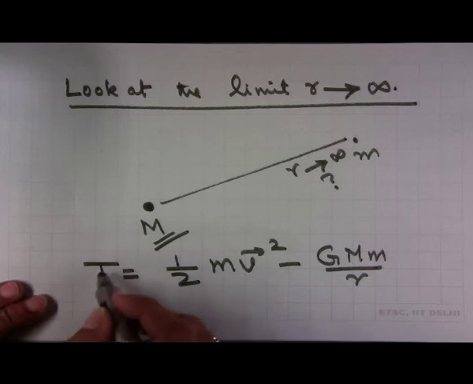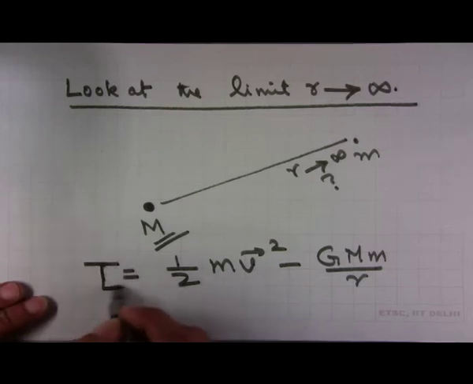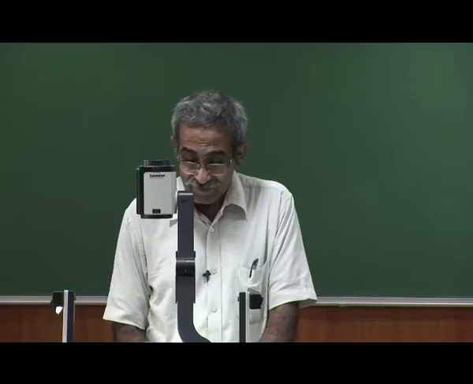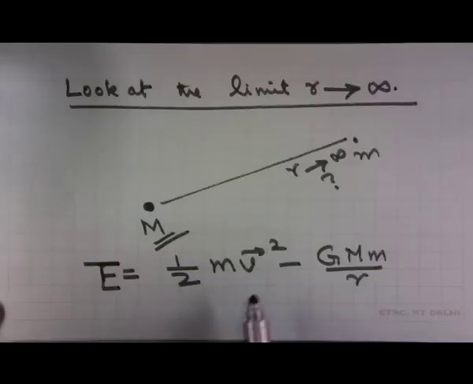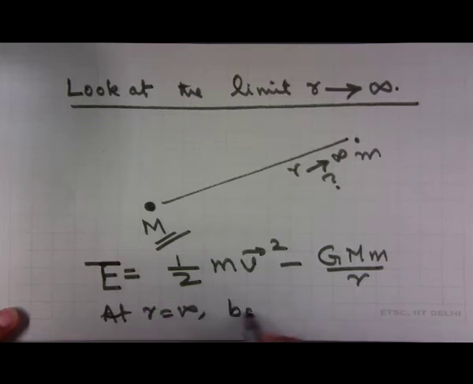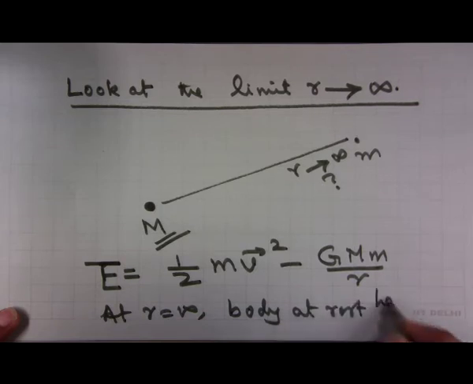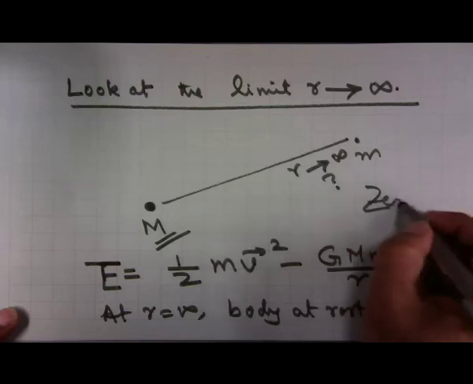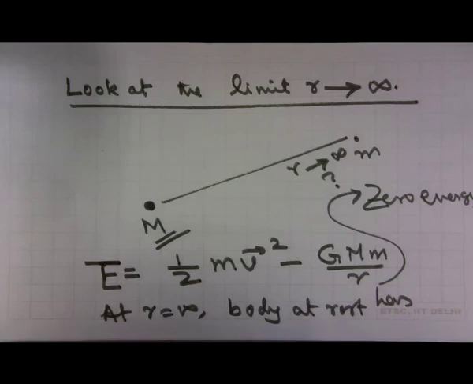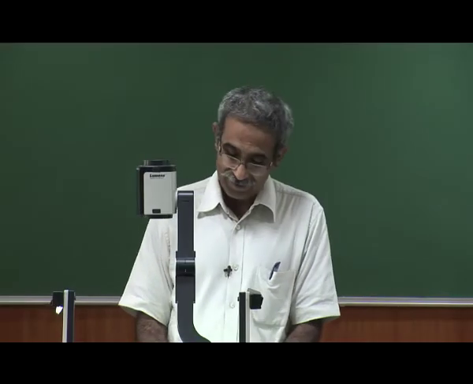I should not use the notation T, I should use the notation E, because we have used T for kinetic energy. What we are saying is that we have employed the constant such that at r equal to infinity, a body at rest has 0 energy. So, this is the constant that we have employed.